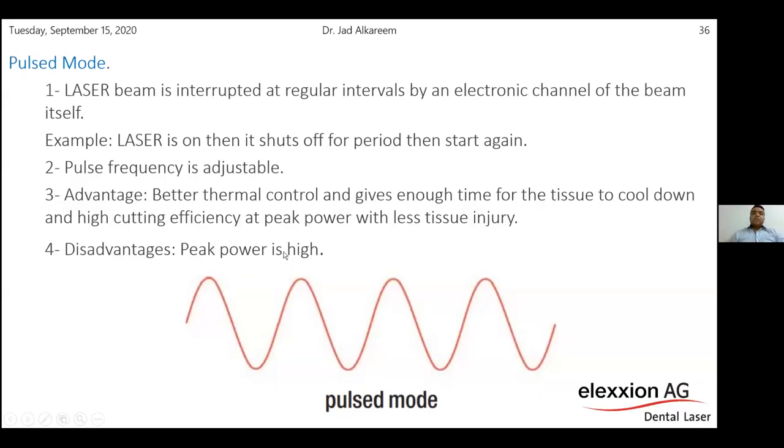It has an advantage. It has better thermal control. It gives you enough time for the tissue to cool down, because between the two pulses, between the high pulse and the low pulse, you will have a short time for the tissue to cool down. The pulsed mode allows us to use a very high amount of energy or high power. So you can use 15 watt or 16 watt or even up to 150 watt. You can use the pulsed mode with that without causing damage to your tissue.